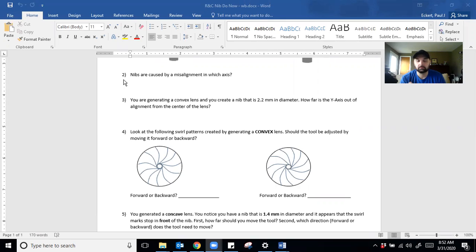And the swirl pattern. So the first question asks you, you have a convex lens, you create a nib that's 2.2 millimeters in diameter. It says, how far is the y-axis out of alignment from the center of the lens? This is a little tricky, but not really. Remember, if you create a nib that is 2.2 millimeters in diameter, that means you've created a circle. How do I get rid of that circle? I have to cut it in half. So what's half of 2.2? Get the calculator out. No calculator needed. You're way smarter than that. Half of 2.2 is 1.1. So the y-axis is out of alignment by 1.1 millimeters. That's it. Very easy, right?